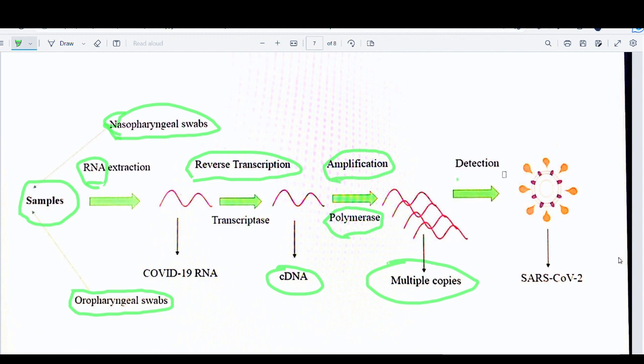After that, we detect the real viral DNA. The RNA which we have taken from the virus, for example COVID-19, we convert to DNA by the transcriptase enzyme. After that, by using the polymerase enzyme, we convert the DNA to multiple copies of DNA.